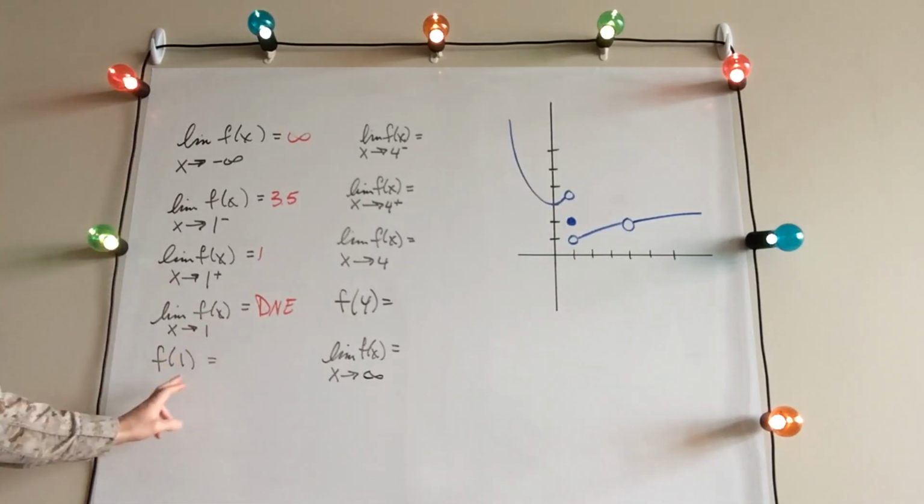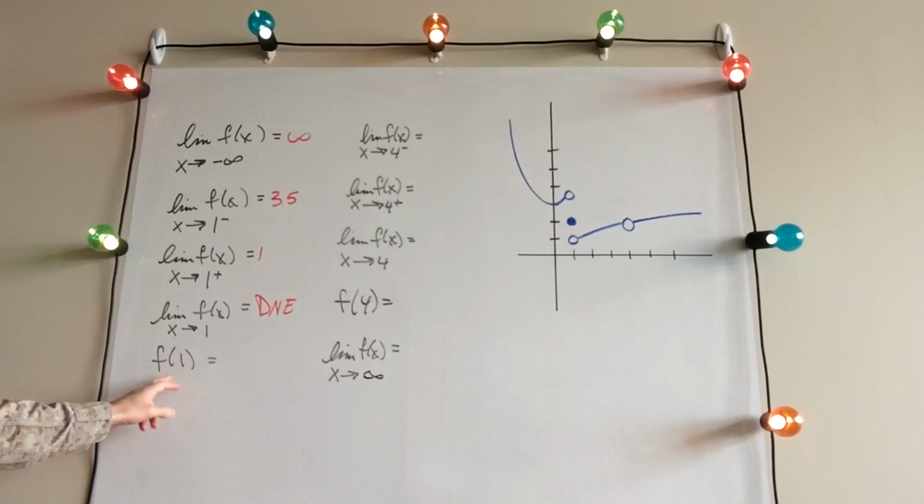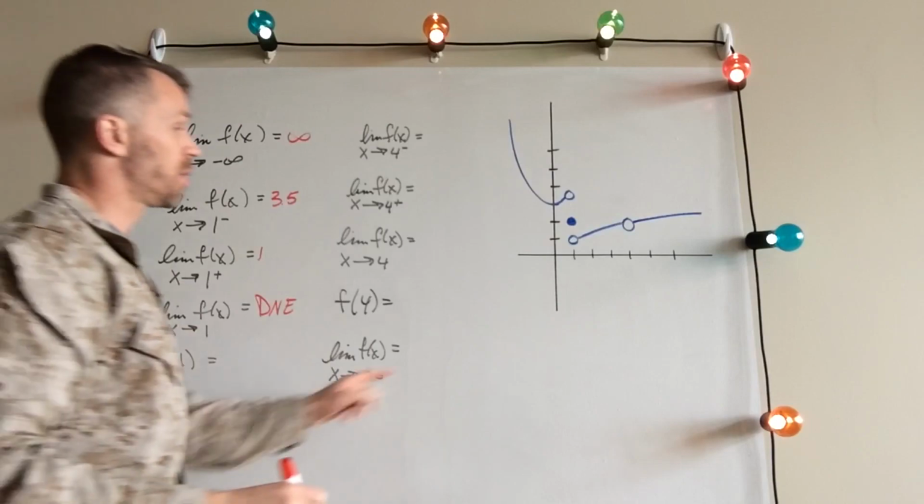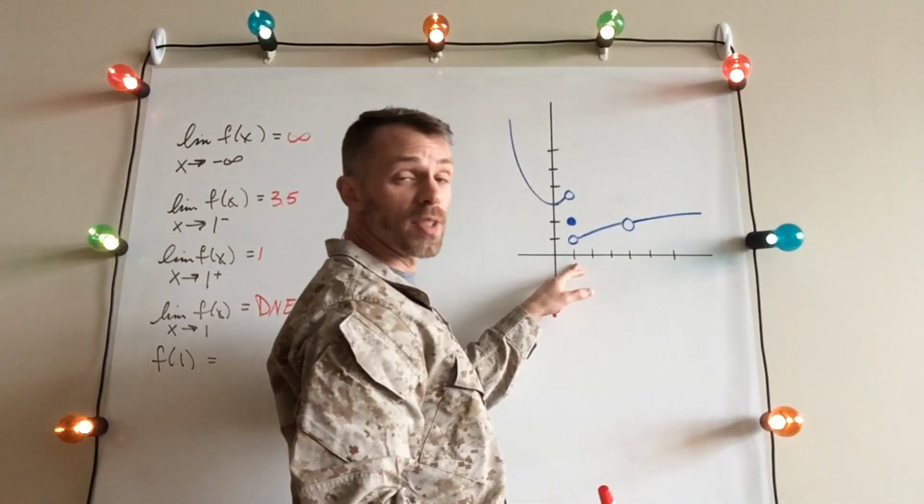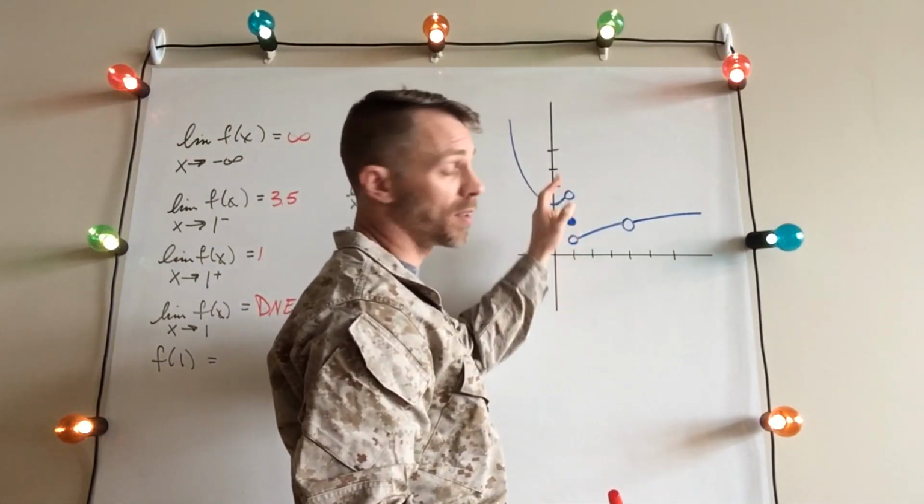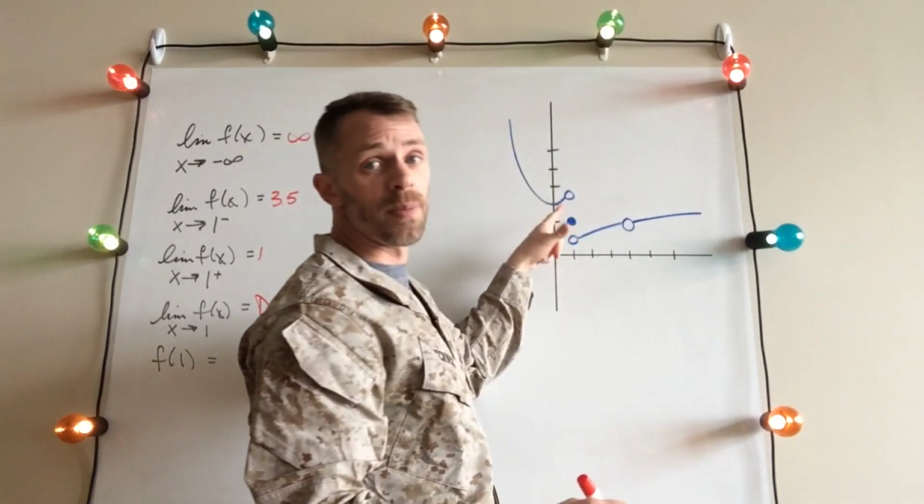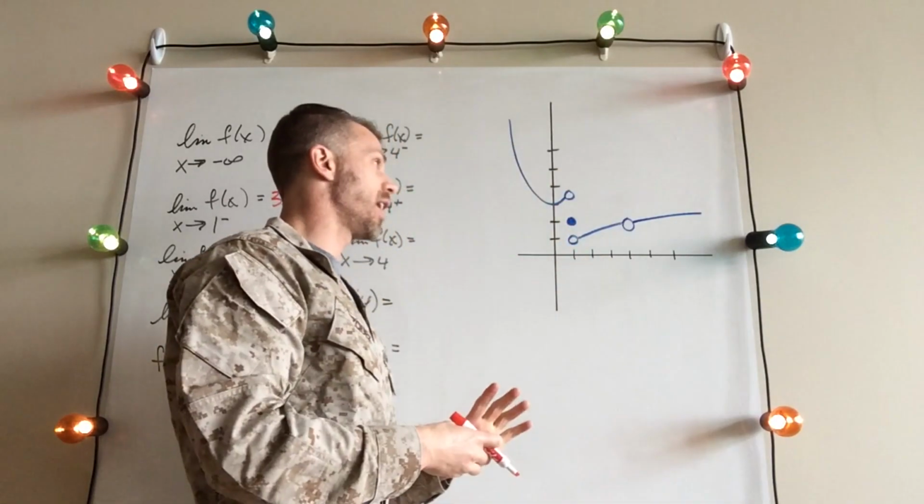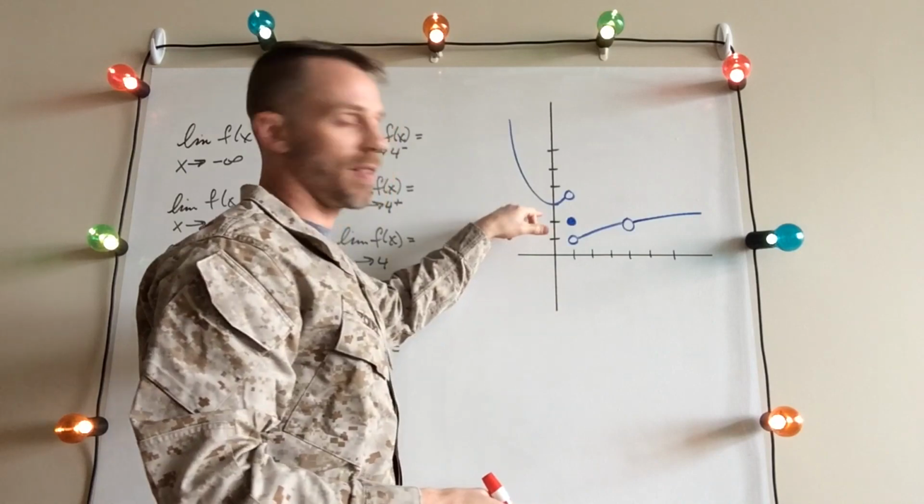And then this bottom one is not a limit, but it's just asking us to determine the value of the function at x equals 1. So over here, x equals 1, we have three circles, an open circle, a filled in circle, and another open circle. That filled in circle represents the value of the function at that x value. And right there, that is 2.